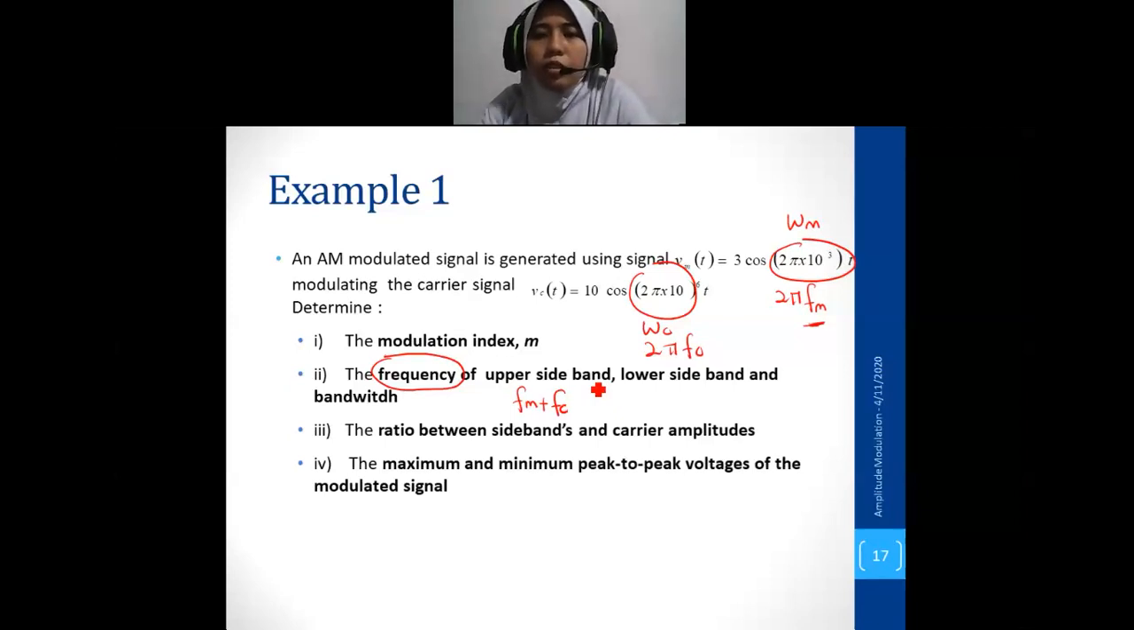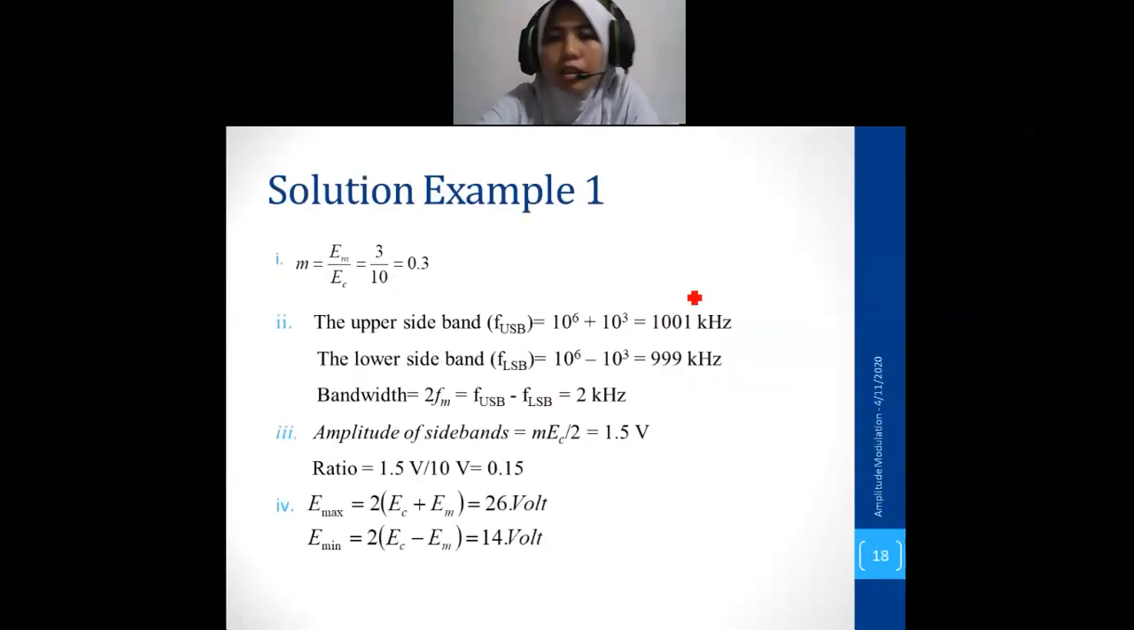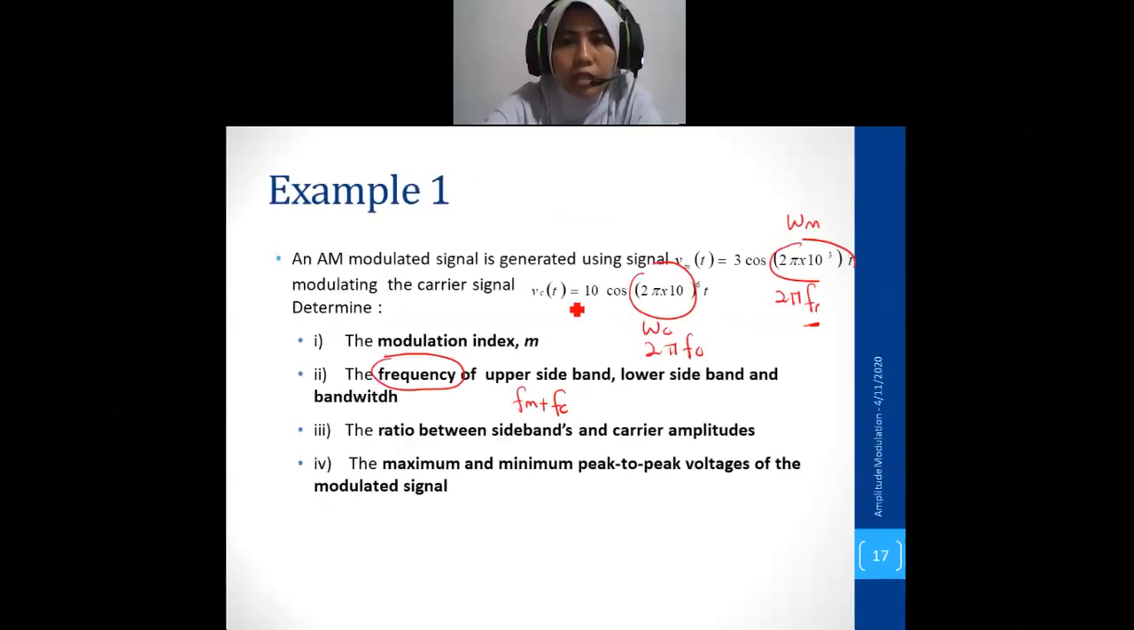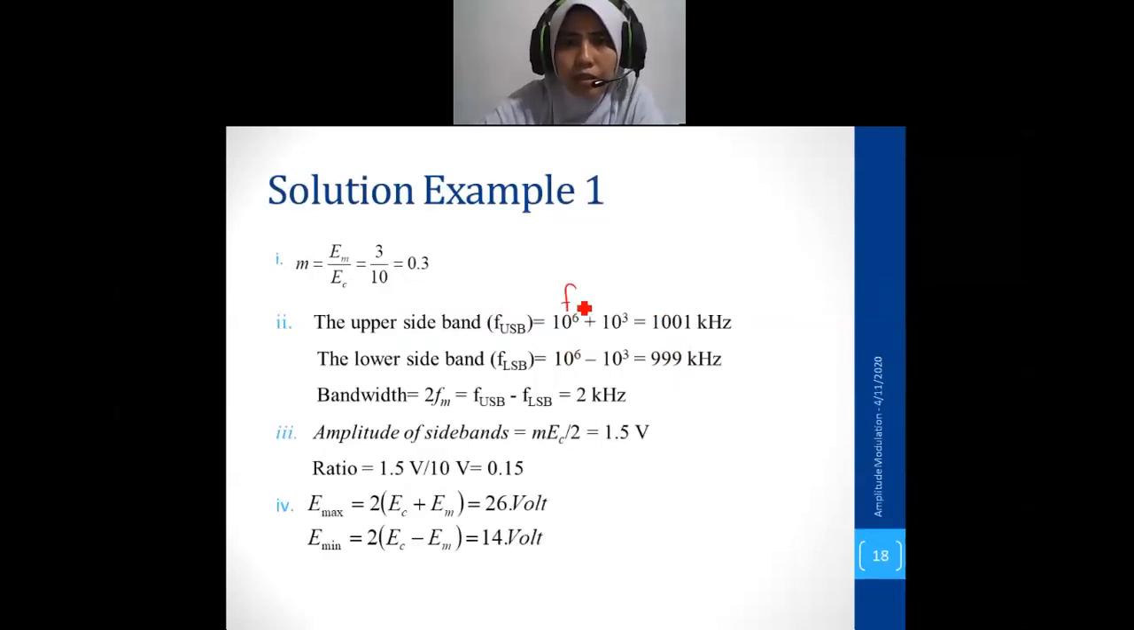You need to be aware that the multiplier is different. This one is multiplied by 10 power of 3. This one is 10 power of 6. So okay, this is the upper sideband. So this is FC plus FM. So you should get 1001 kilohertz.